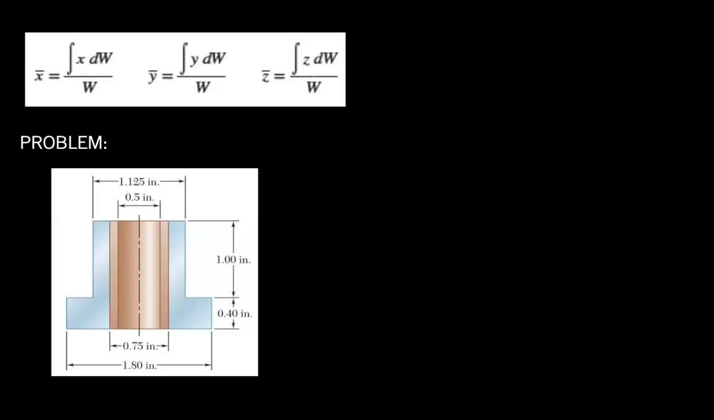Problem statement again. It's helpful to review the centroids of weight of an object with weight. So the x-coordinate of that centroid is equal to the sum of the x centroids times a very small weight divided by the overall weight of the whole object.